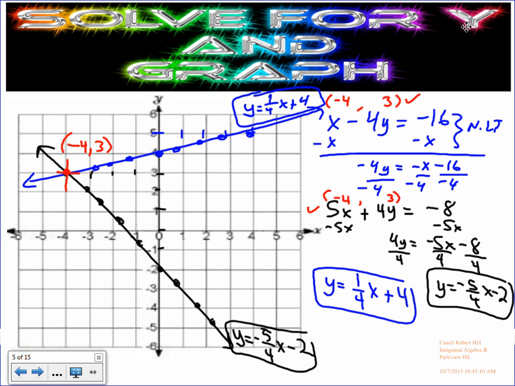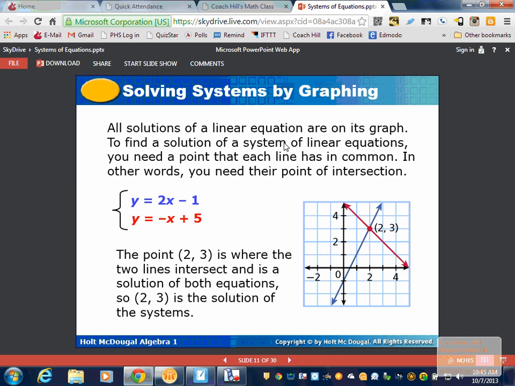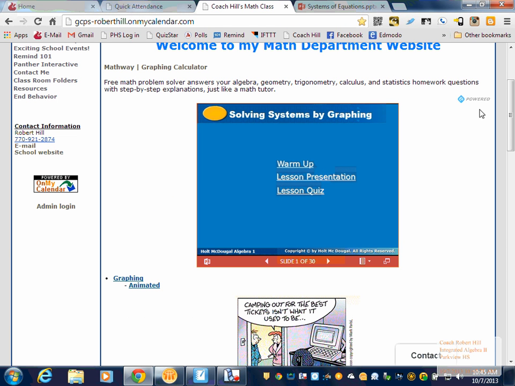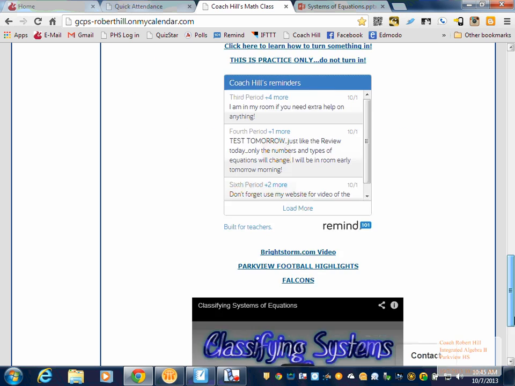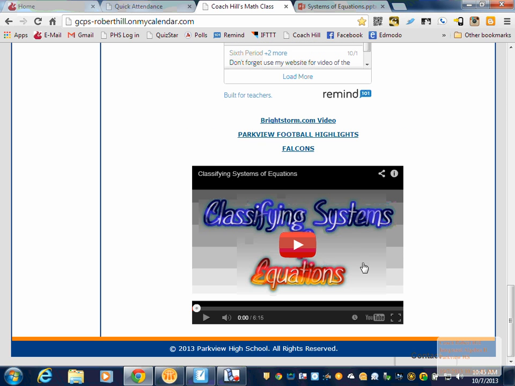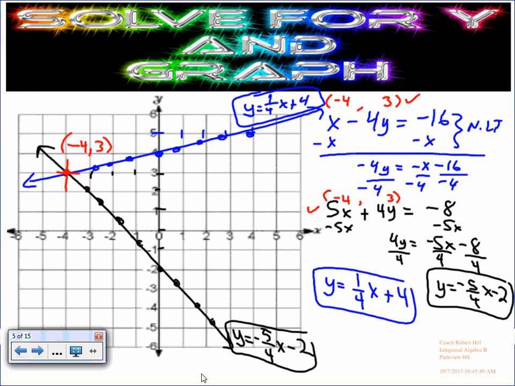2 days from now, look up here, please. 2 days from now, if you will go to my website, you'll see a good preview here on my website. This is, in the middle of the page here, a solving system by graphing presentation I'm showing you right now. Down at the bottom of the page, there's a video here you need to watch on classifying systems of equations.